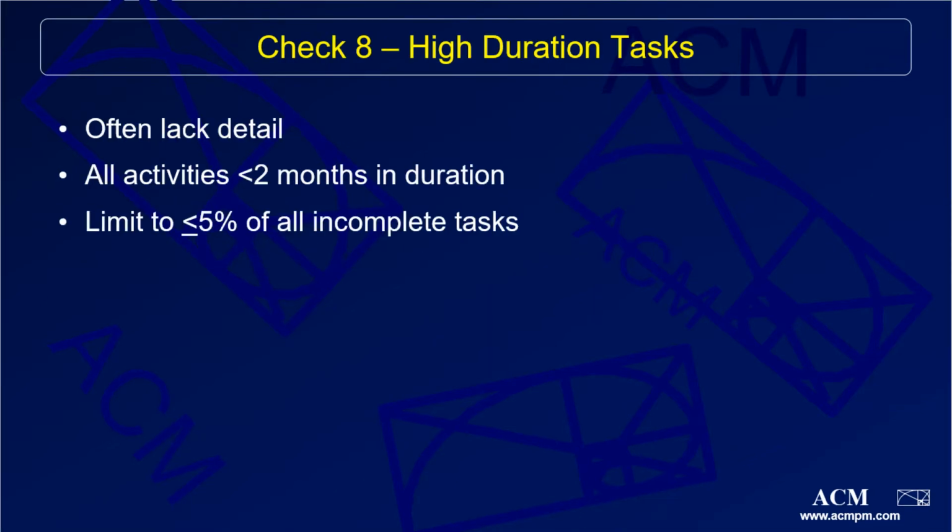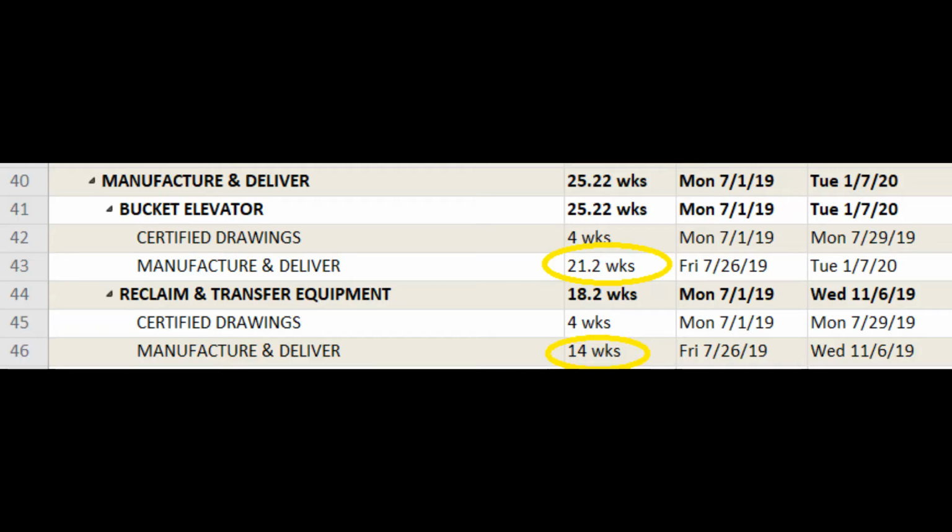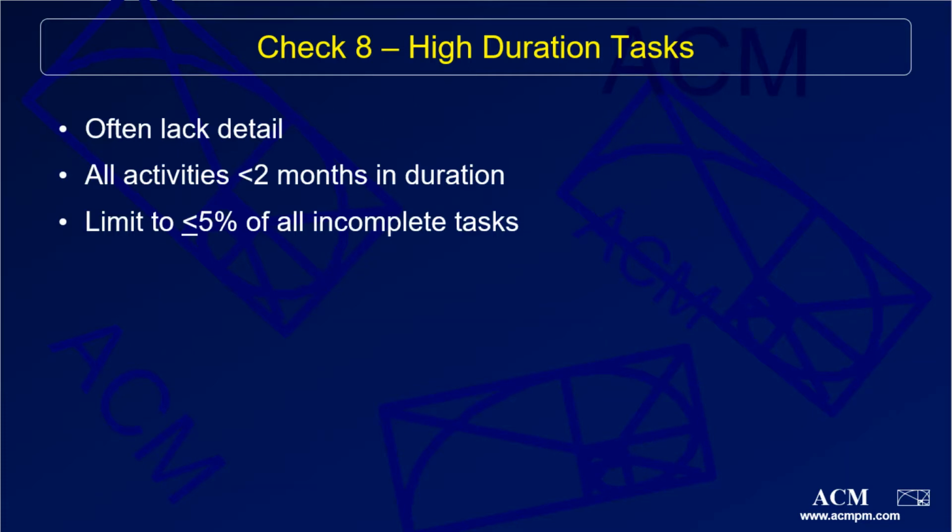So the 8th check that we will run is for high duration tasks. High duration activities often lack detail as to what exactly is going on in that activity, and you should shoot for all activities to be less than 2 months in duration. By breaking these long activities down into smaller activities, we will be able to provide the necessary detail to show exactly what is occurring and when it is occurring, which would otherwise be left out. DCMA recommends that you limit long duration tasks to 5% or less of all incomplete tasks.